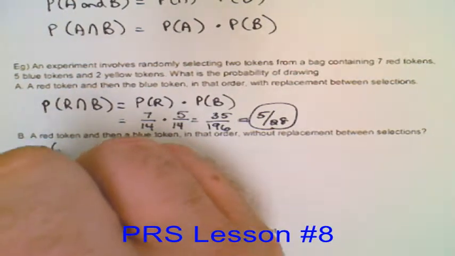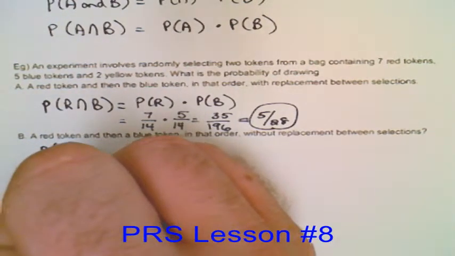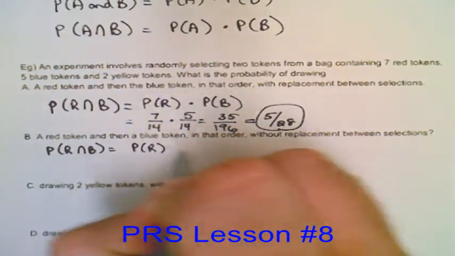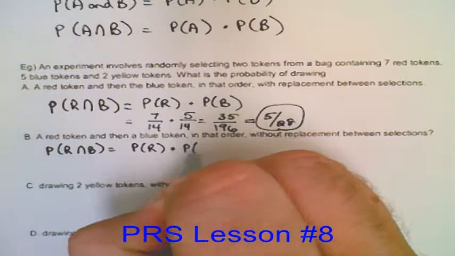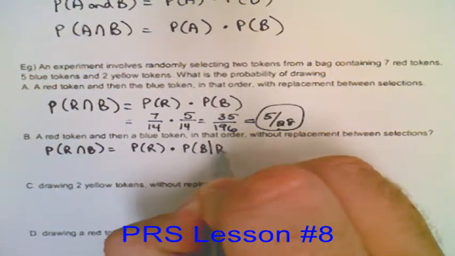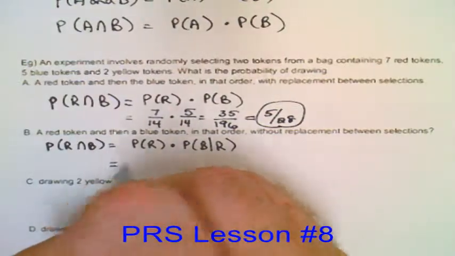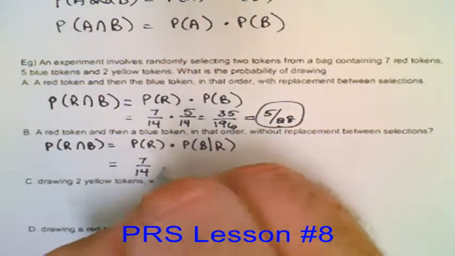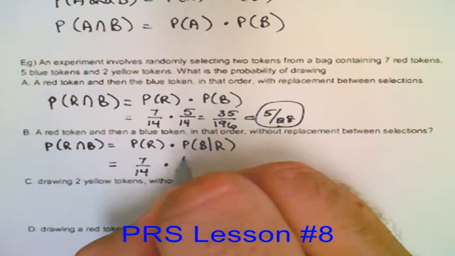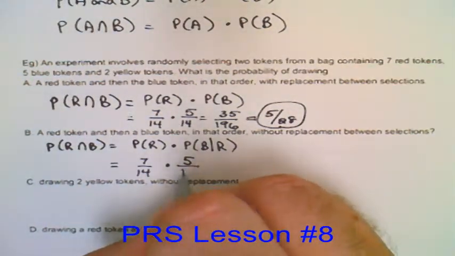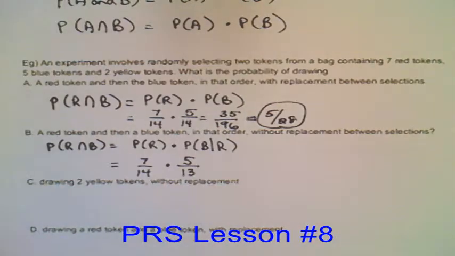Now, not all of these are going to be the same, so we'll just keep going. B, finding a red token and then a blue token, in that order. It's almost the same, without replacement between selections. Well, in this case it's the probability of drawing a red token and a blue token, but these are dependent events. So it's going to be the probability of drawing a red token times the probability of drawing a blue token, given that I've already drawn a red token.